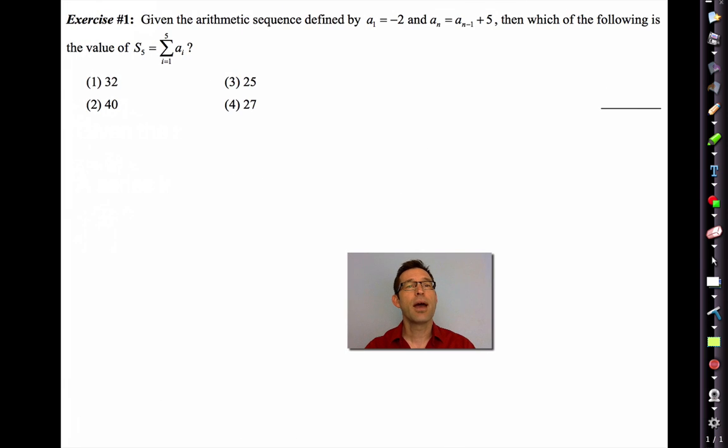All right, exercise number 1. The arithmetic sequence is defined recursively using this definition. Which of the following is the value of this? So what I'd like you to do is actually pause the video right now and test yourself to see where you are right now on this problem.